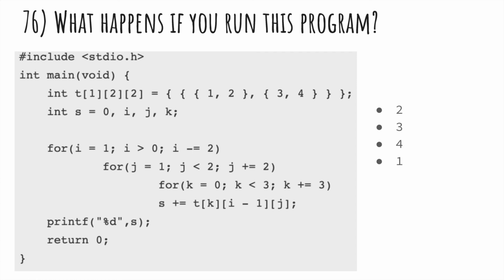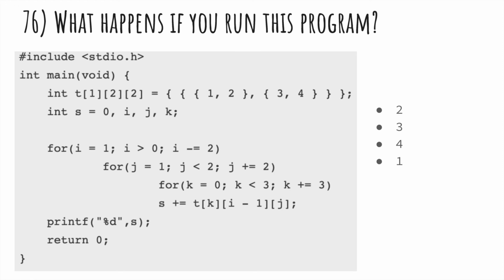S equals 0, i equals 1 while it's greater than 0, subtract by 2. j equals 1 while it's less than 2, increment by 2. For k equals 0 while it's less than 3, increment by 3. So this will only run once as well.